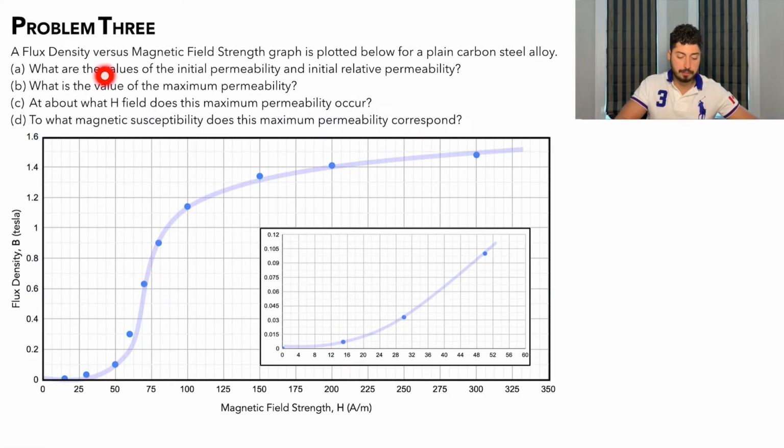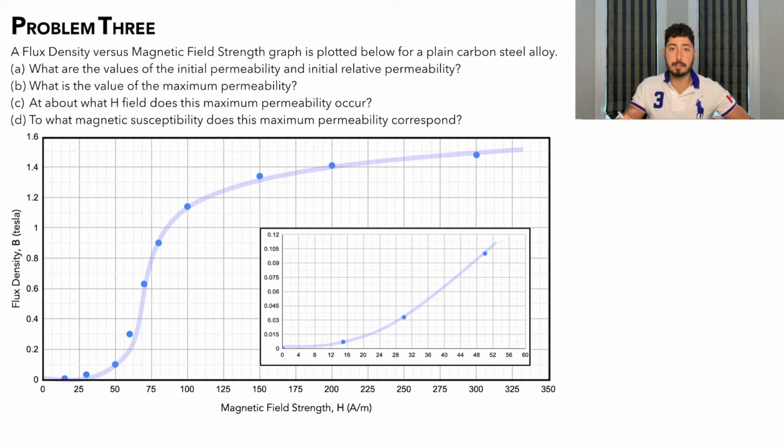Problem number 3 reads, a flux density versus magnetic field strength graph is plotted below for a plain carbon steel alloy. A, what are the values of the initial permeability and initial relative permeability? B, what are the values of the maximum permeability? C, at about what magnetic field strength does the maximum permeability occur? And D, to what magnetic susceptibility does the maximum permeability correspond?